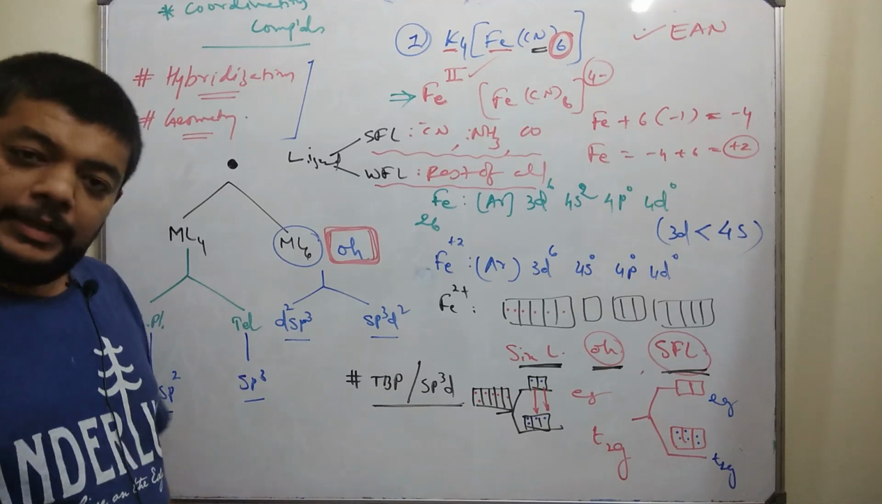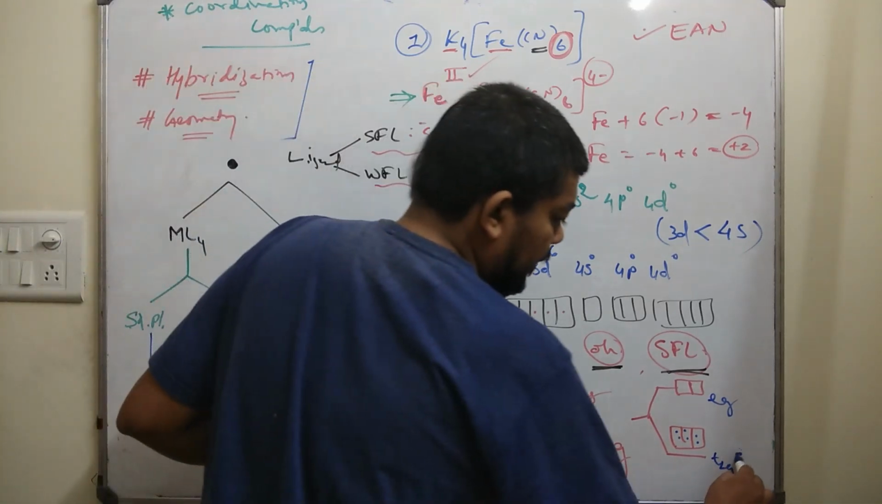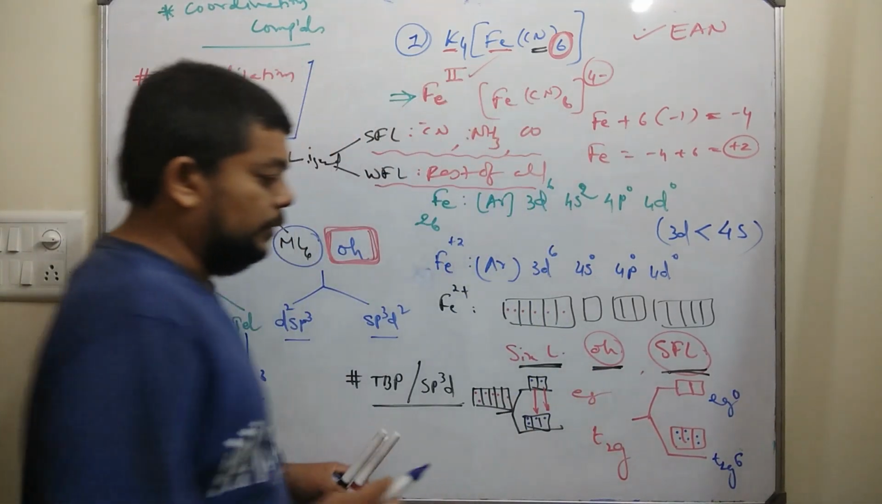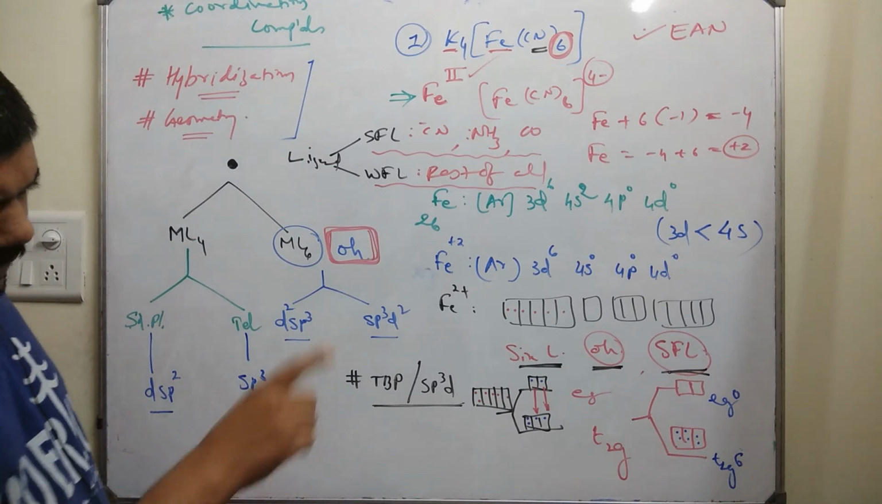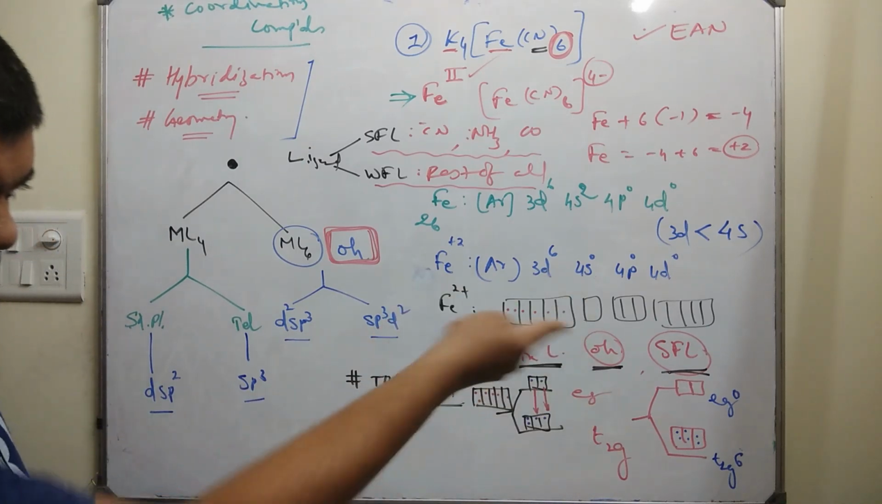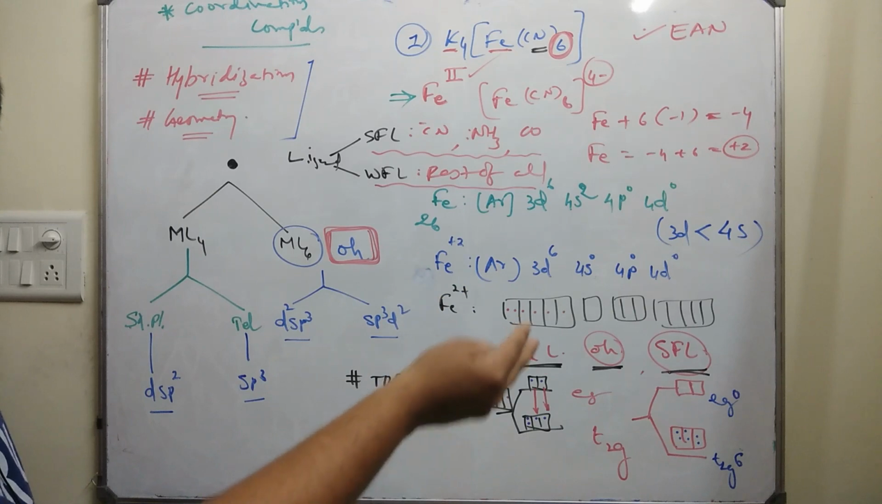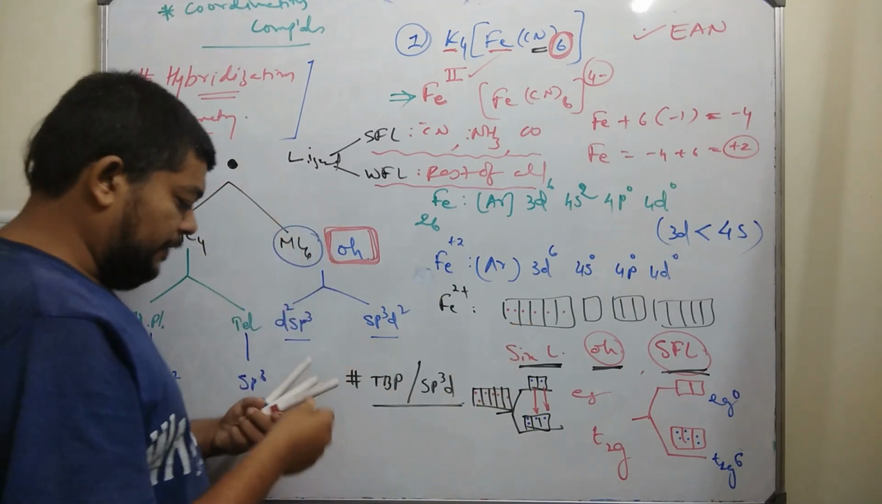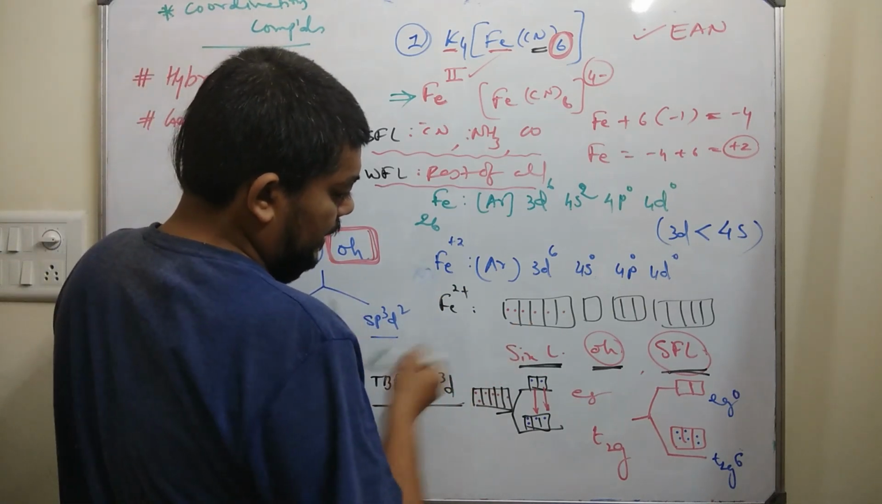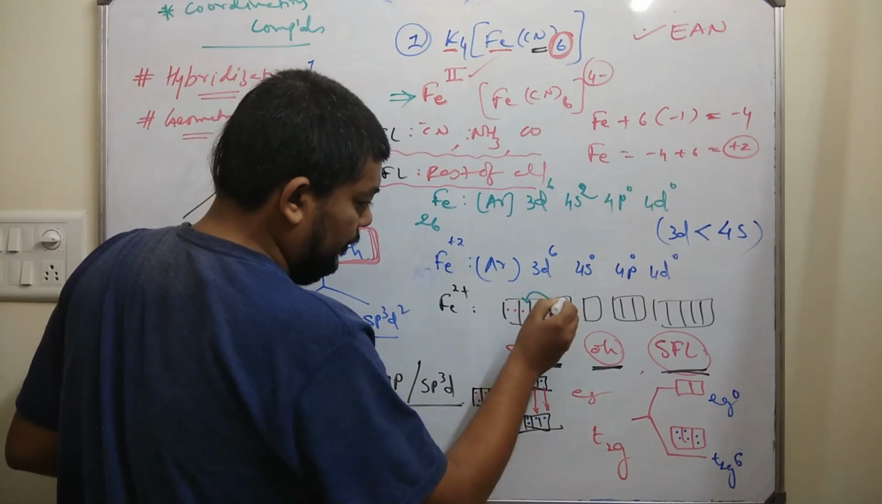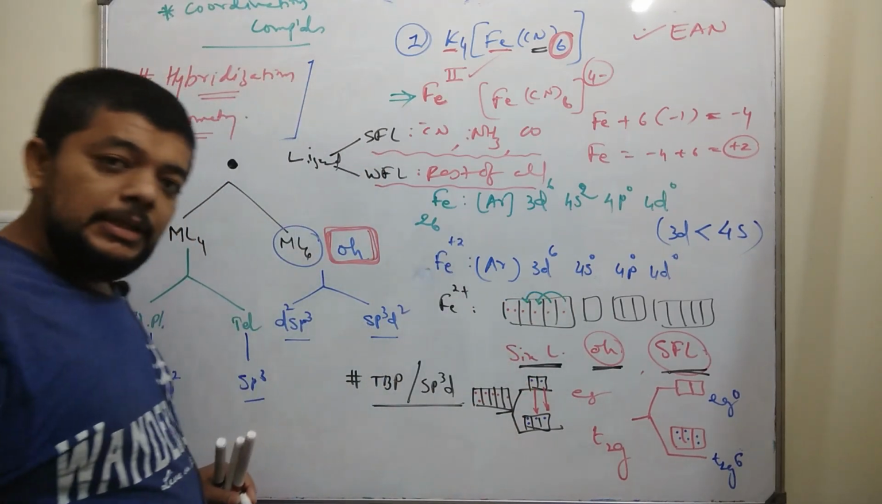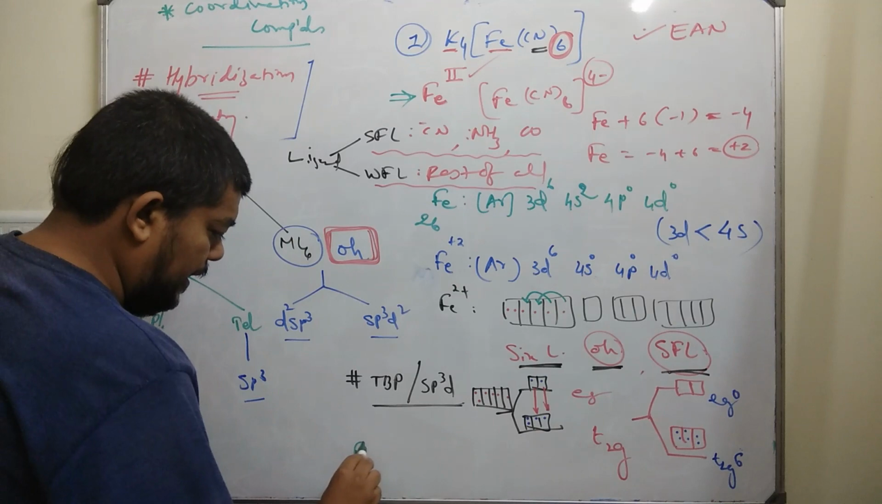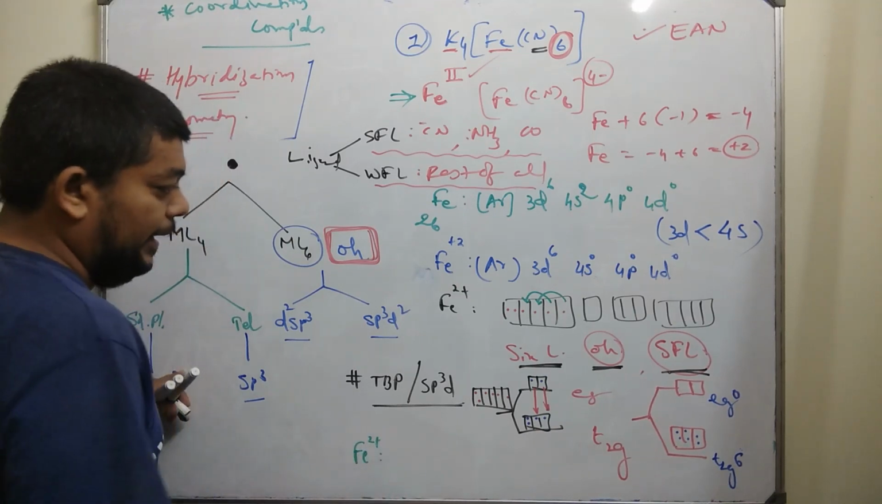Friends, I hope you are getting it. So I can now write T2G6, EG0. All the electrons have been paired in the lower energy level of the orbitals, and therefore you can mention that these electrons shift to the inner orbitals, and therefore Fe2+ looks like this.